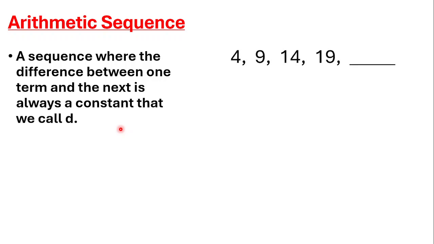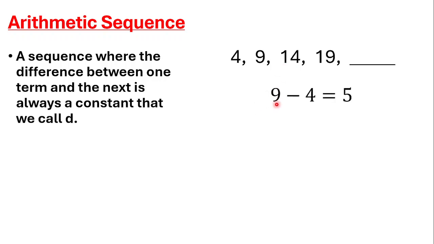So, let's consider this sequence: 4, 9, 14, and 19. And we have a missing number. So is this sequence an arithmetic sequence or not? Well, in order for it to be an arithmetic sequence, when we take the difference of 4 and 9, we must get a constant, a specific number. And when we take the difference of 9 and 14, we must get the same constant. And when we take the difference of 14 and 19, we're supposed to get a specific number. So it must be the same.